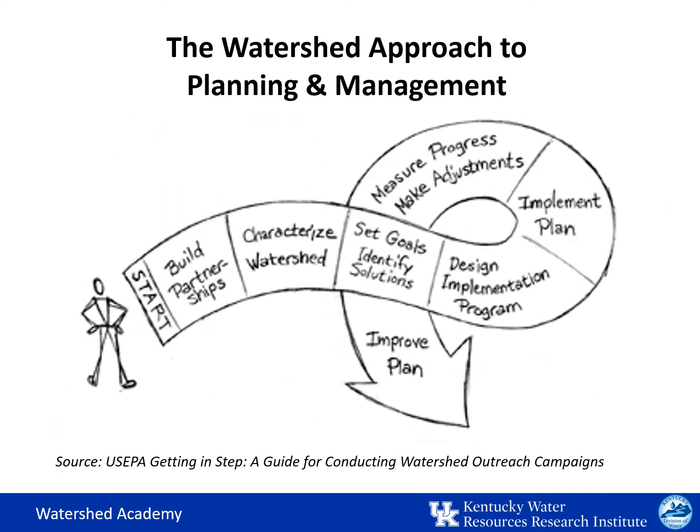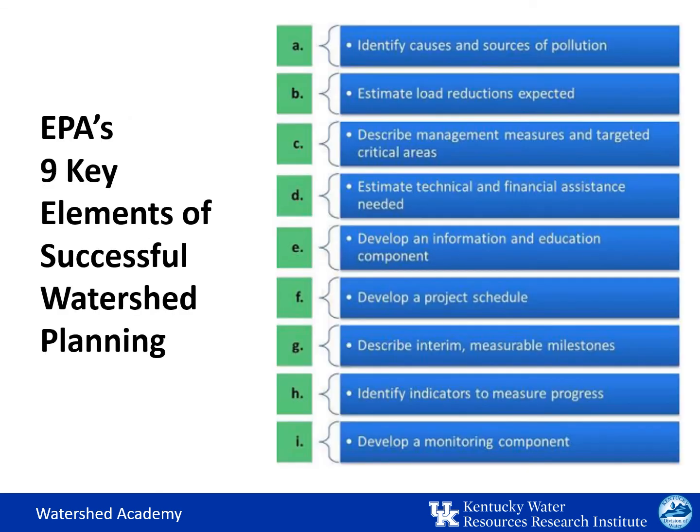This shows the general cyclical process of developing, implementing, and continuously updating and improving a watershed plan. Partnerships are key to getting started. They help build interest and enthusiasm, impart local knowledge during the plan's development, and help with conducting the recommendation implementation activities.